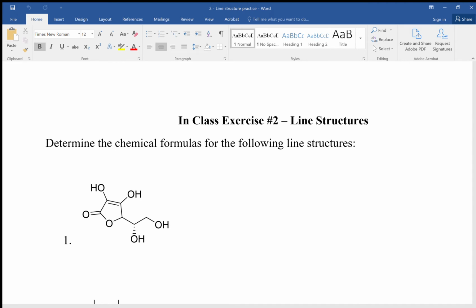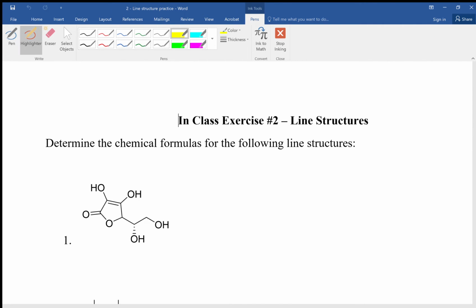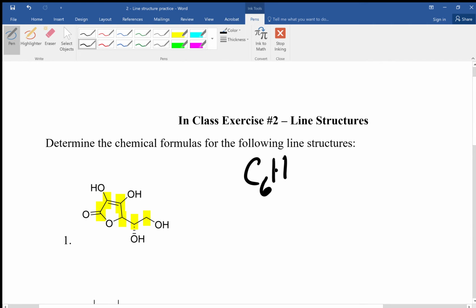Alright, so let's go over our line structure practice now. These first few problems, we're just trying to determine chemical formulas. And so we need to locate the carbons here. So 1 here, 2, 3, 4, 5, 6. So C6. Hydrogen comes next in our chemical formula, and then oxygen.